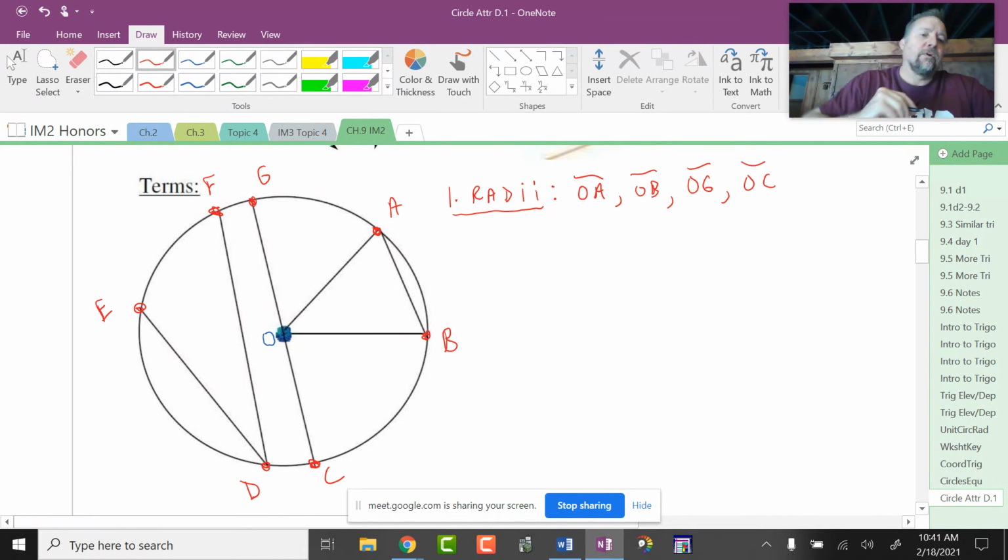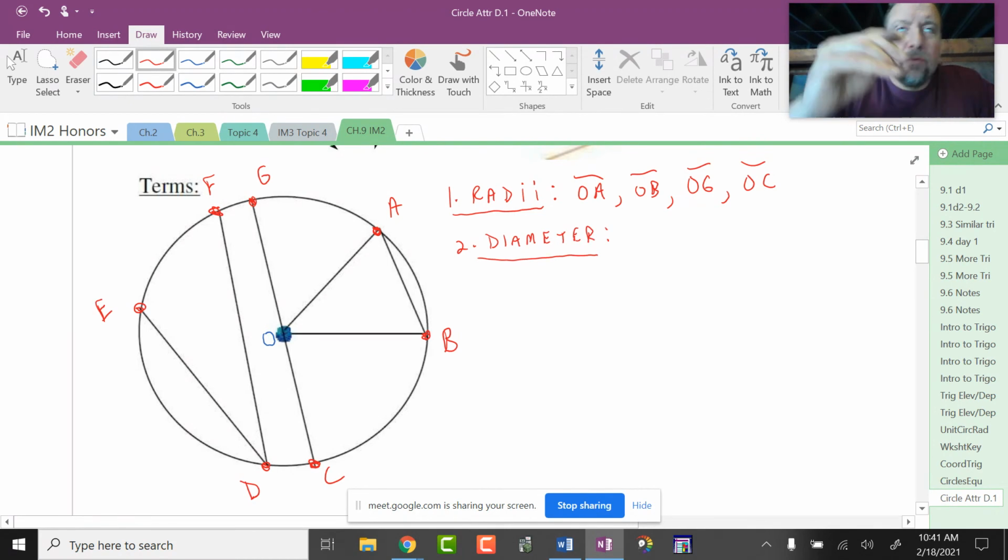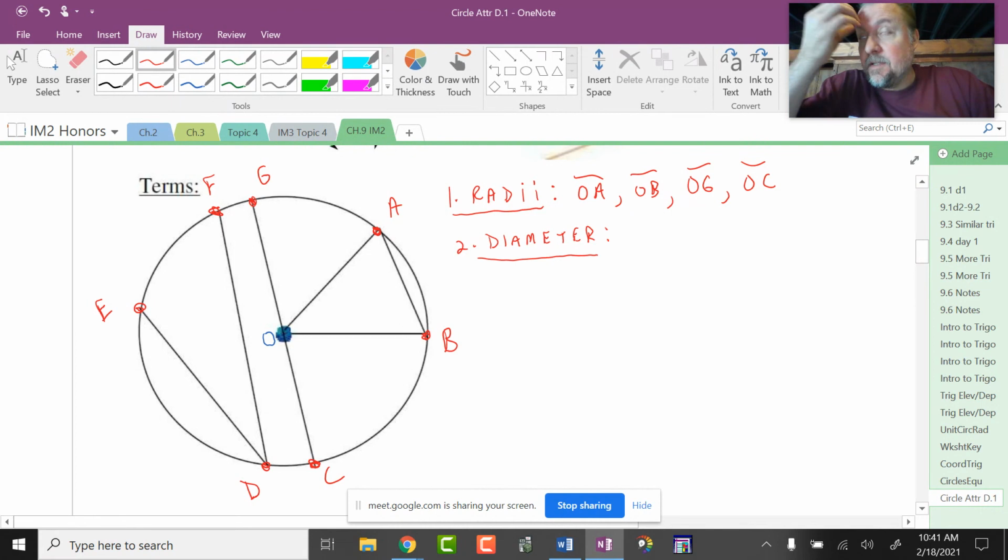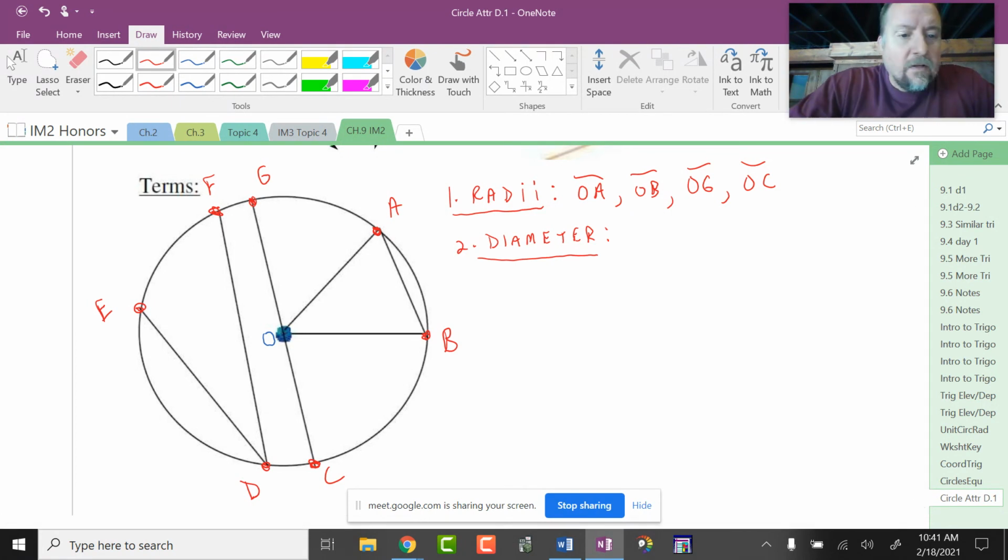So I can mark all 4 of those. Those are all radii. And then it's simple, what I just said about a diameter. The classic definition of a diameter is that it is a chord that passes through the center. And it's the longest chord in a circle because of that. We only have one, and that is GC.